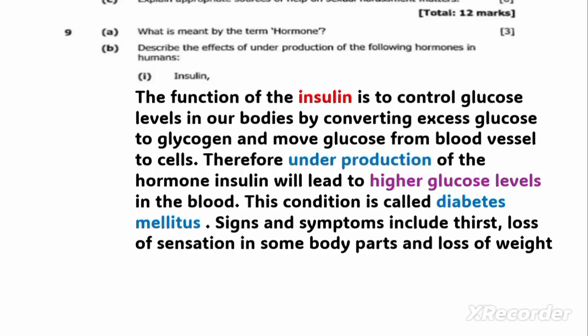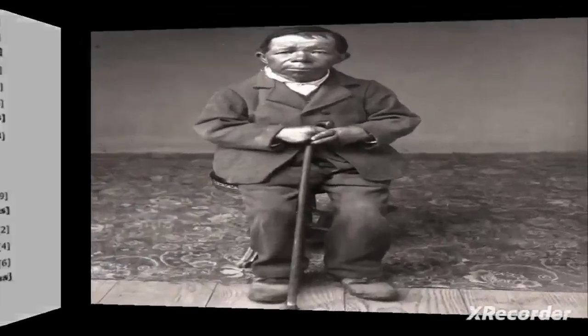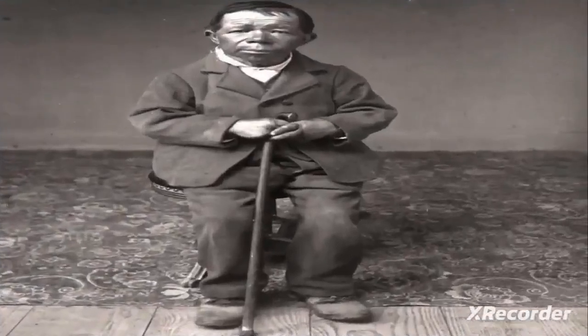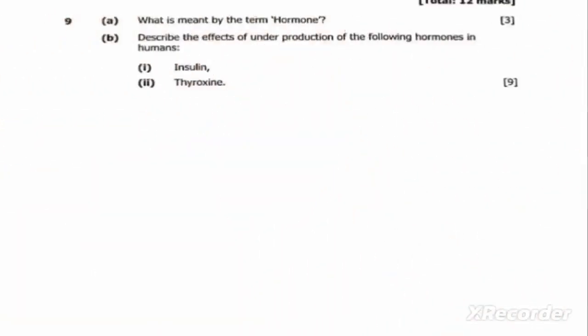We shift to the next question, which is thyroxine. What are the effects of low production or underproduction of thyroxine? First we need to know the function of thyroxine. So lack of thyroxine will lead to cretinism.